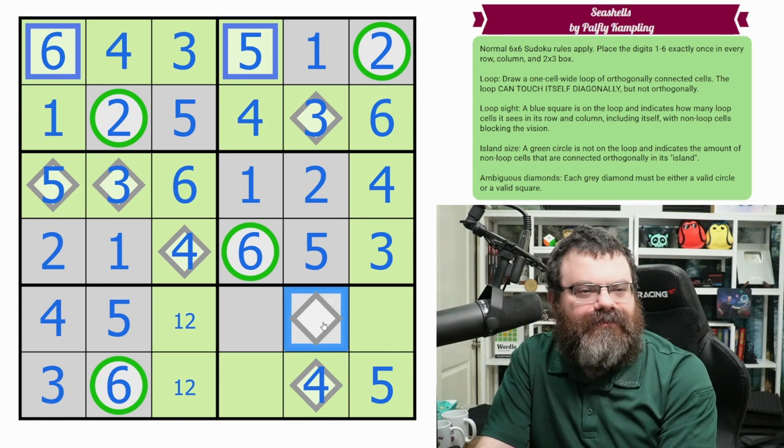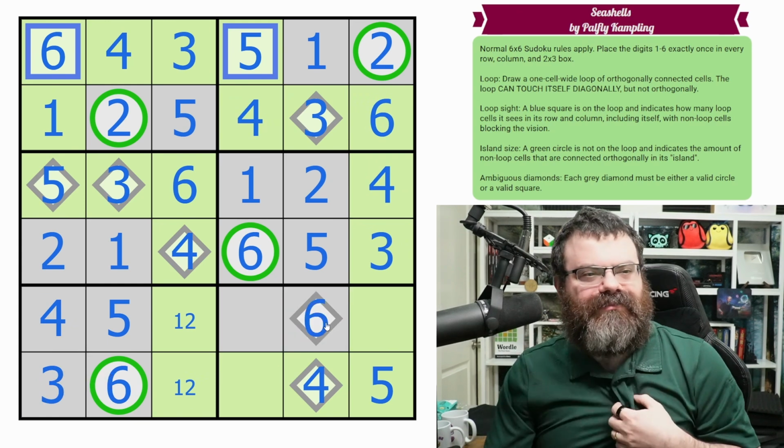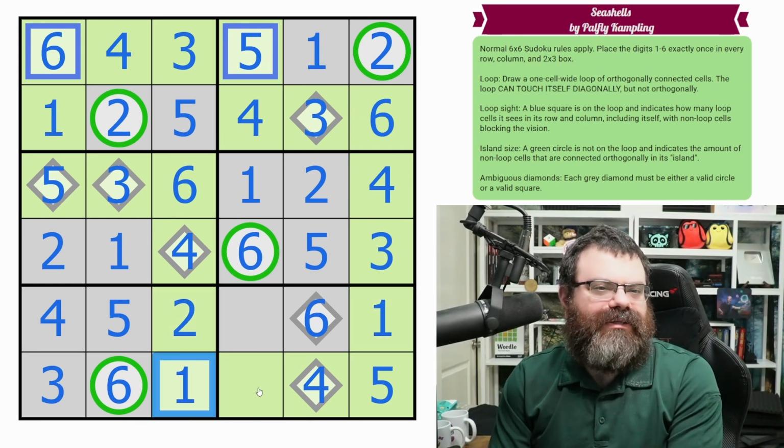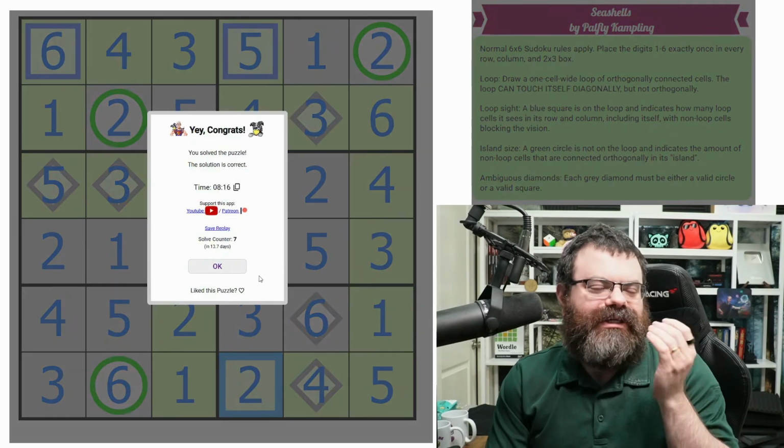Nice. Oh, this is also a 6 because it's part of the clump. Same clump. Okay. So this is a 1. That's 2 and 1. This is a 3 and this is a 2, and we're done.